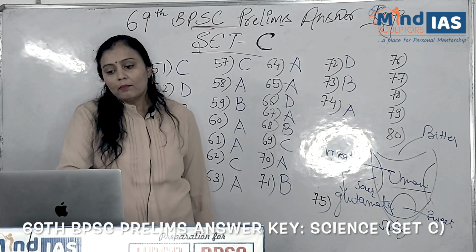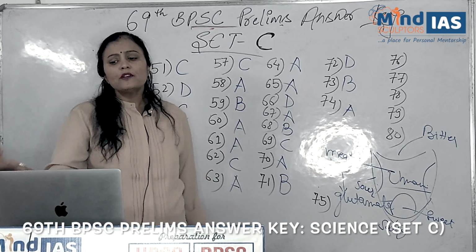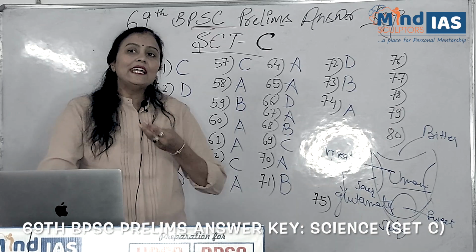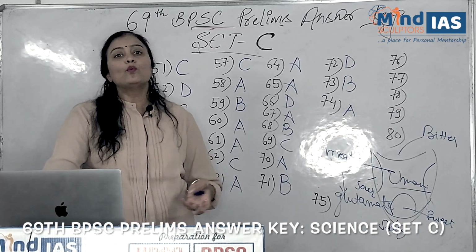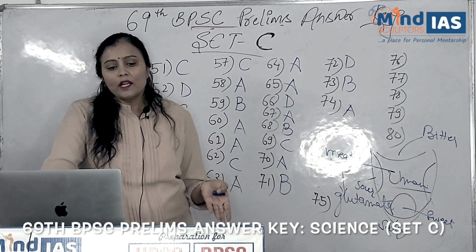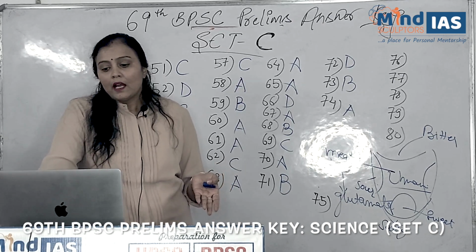Which of the following pairs are correctly matched? The first term given is anorexia. Anorexia is an eating disorder. Somebody is very hesitant about what they eat and what their weight is. So that disease is called anorexia. Insomnia, you can say, is a sleeping disorder.